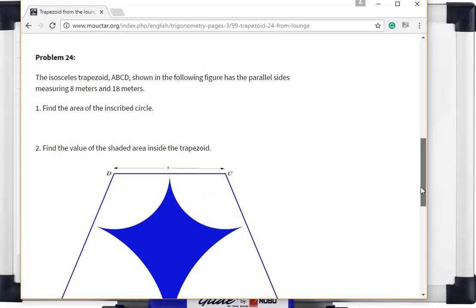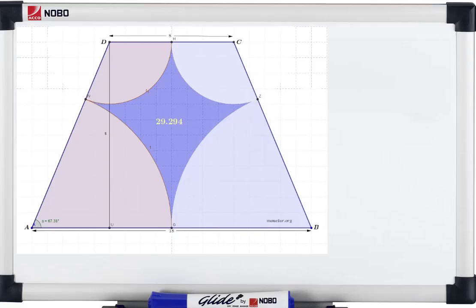So that is good. And now what they ask us is to find the area of the inscribed circle, which is not shown here, of course, and find the value of the shaded area in the trapezoid. It should be a fast affair. I have brought the modified sketch, and as we can notice here, we have two circles here and two others here. These are the same. This is just a photocopy of that one, and this is a photocopy of the other one.